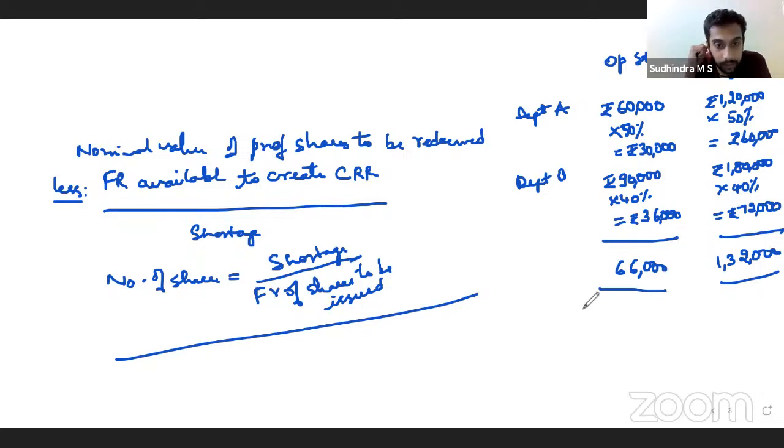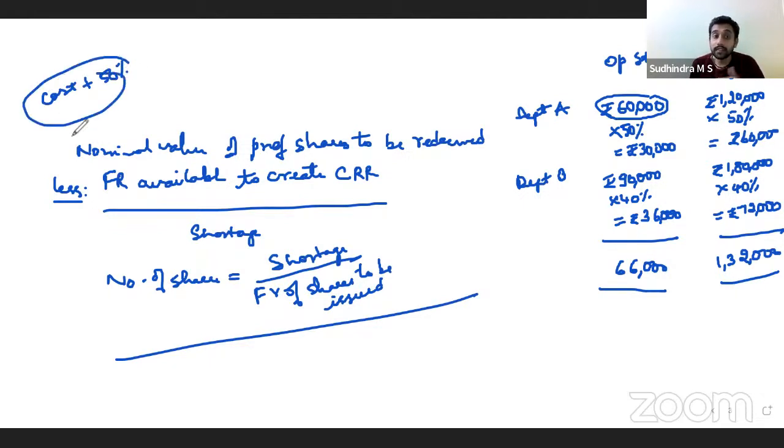So GP percentages on sales, no sir? Correct. These are all sale values only, no? The 60,000 represents the transfer price of department B, department B's sale price. Then it should be 50 by 150, no sir? No. See, if it was cost plus 50%, then whatever you are telling is right. But this is sales into 50%. Gross profit formula is GP by sales into 100. Percentage on sales. This is the sale value. 50% on sale, 60,000 into 50%. Got it, sir. Yes.